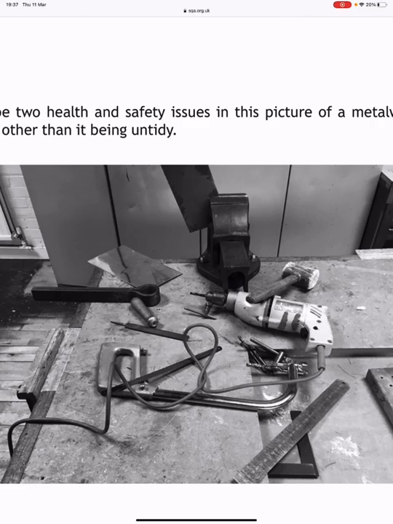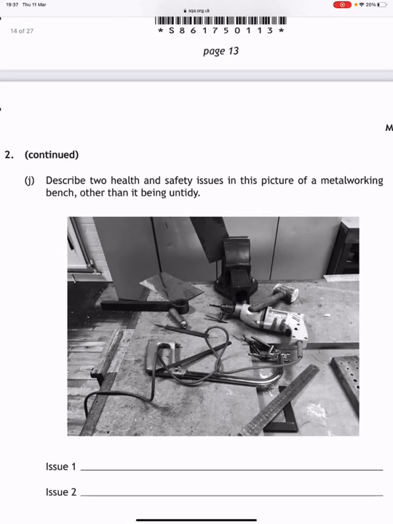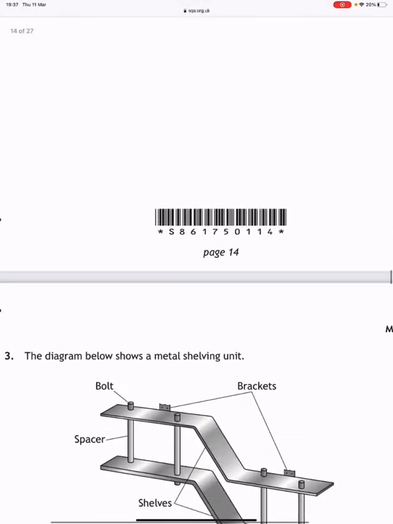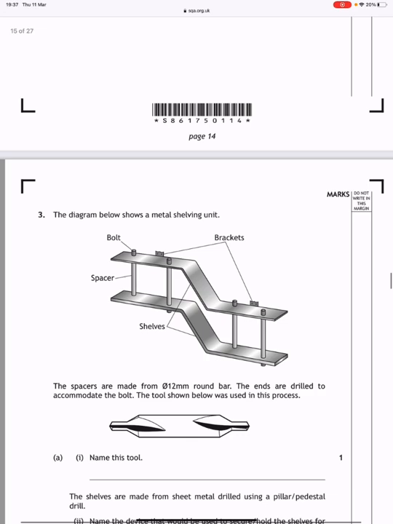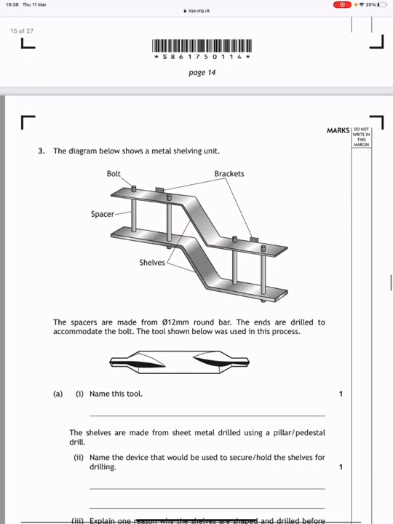Okay, so these are possible safety issues with this layout. The diagram below shows a metal shelving unit. So we've got bolts, spacers, brackets and the shelves themselves. The spacers are made from 12mm diameter round bar. The ends are drilled to accommodate the bolt. The tool shown below was used in this process.